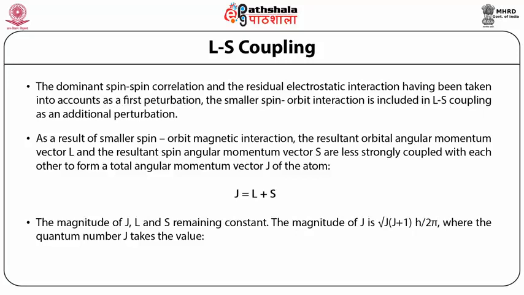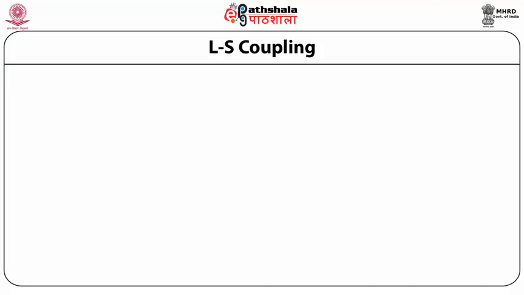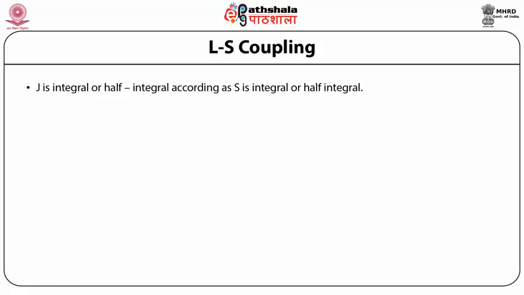The magnitude of J is square root of J(J+1) times h/2π, where the quantum number J takes the values J = L+S, L+S-1, and so on down to |L-S|. J is integral or half integral according as S is integral or half integral. The number of J values is 2S+1 when L is greater than S, or 2L+1 when S is greater than L.